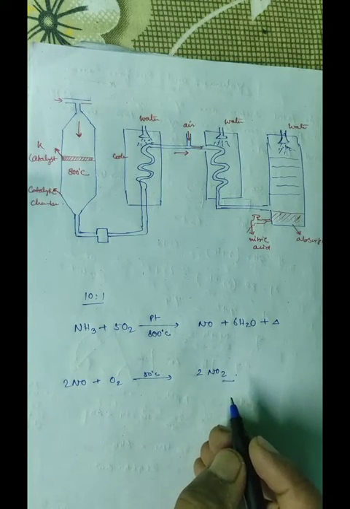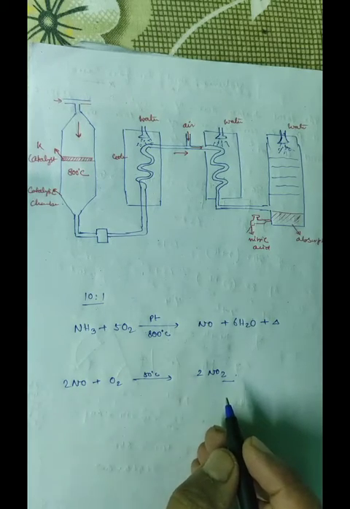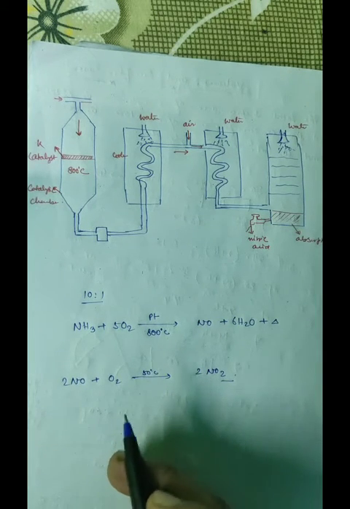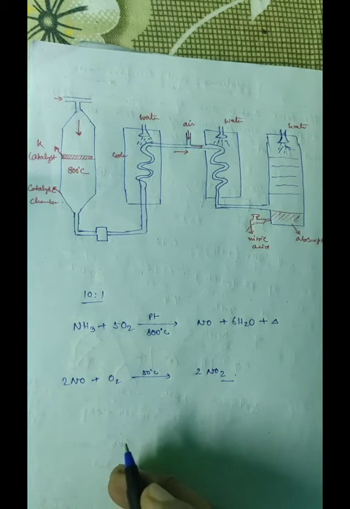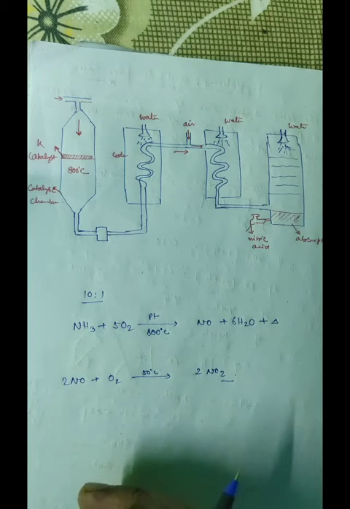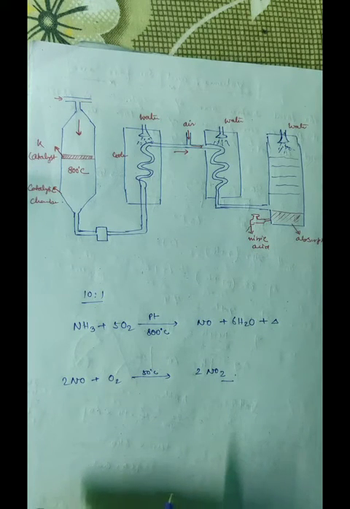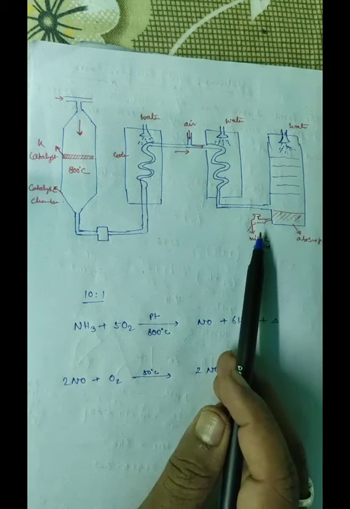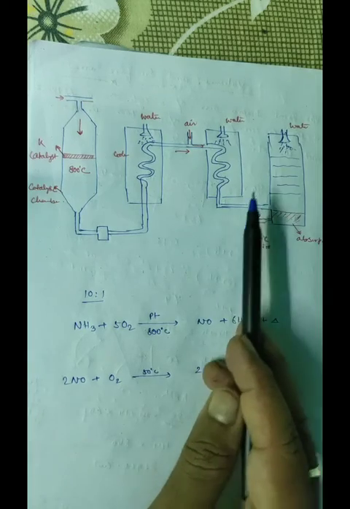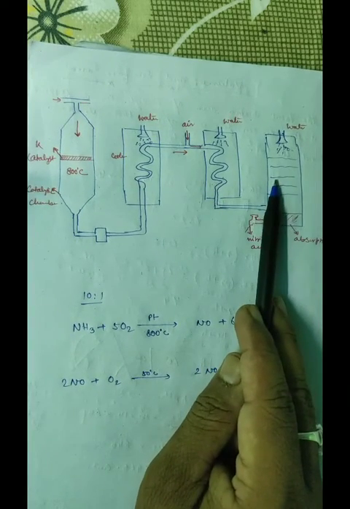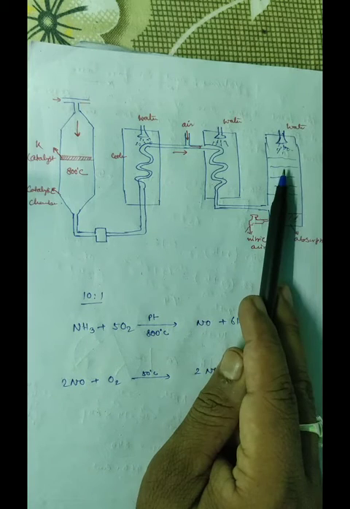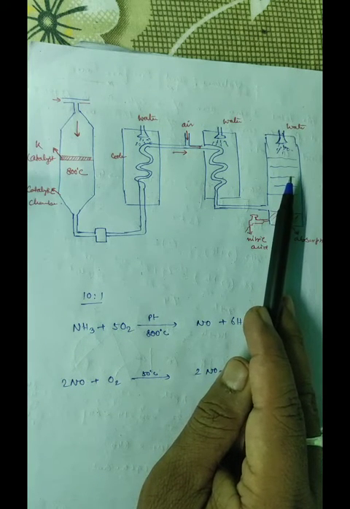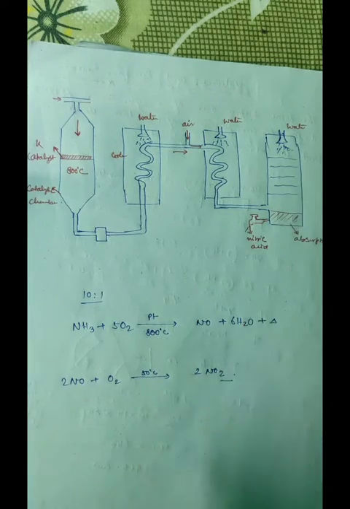Now see, in step 3, the absorption tower. The nitrogen dioxide, together with the remaining air, is passed through the absorption tower filled with quartz stone packed in layers. From the top, warm water trickles down. Nitrogen dioxide and oxygen present in air react with water to form nitric acid.